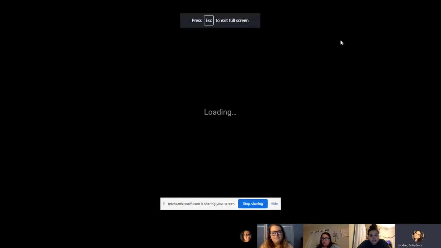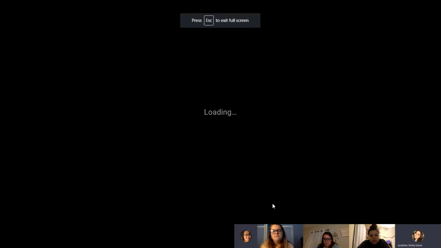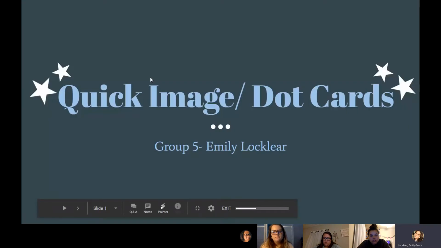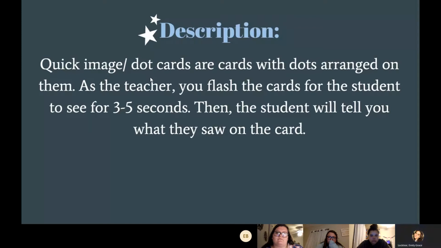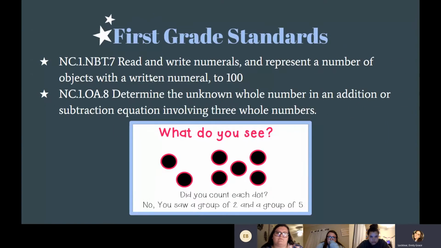Okay. So I had the quick image dot cards. I'm sure y'all know what that is. I remember doing that in school. Quick image dot cards are cards with dots arranged on them. As the teacher, you flash the card to the student, and the student has about 3 to 5 seconds to view the card, and then the student has to tell you how many dots are on the card. Here's an example of that.